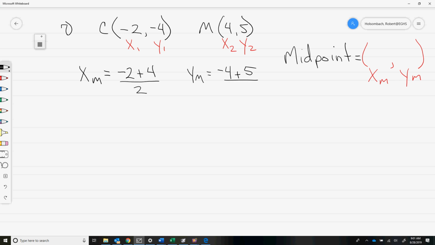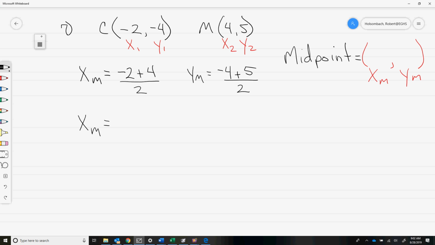Now in this case, you don't have to multiply both sides by 2 because the variable is already by itself. So you just calculate. So your x in the middle is equal to, what's -2 plus 4? -2 plus 4 is 2. What's 2 divided by 2? 2 divided by 2 is 1.